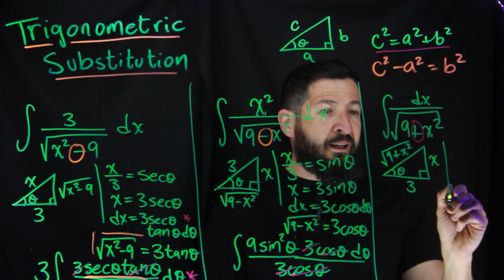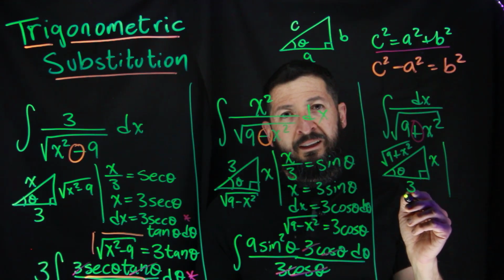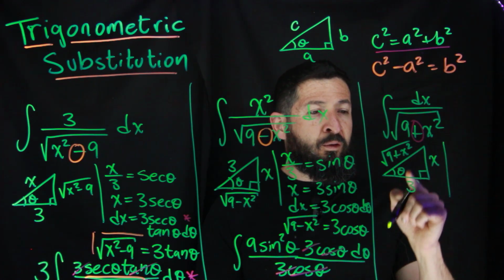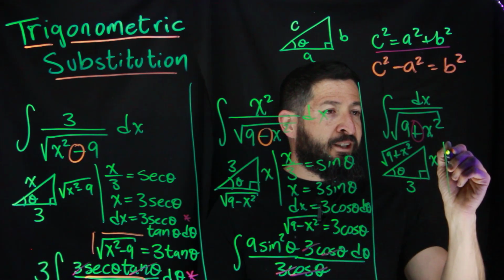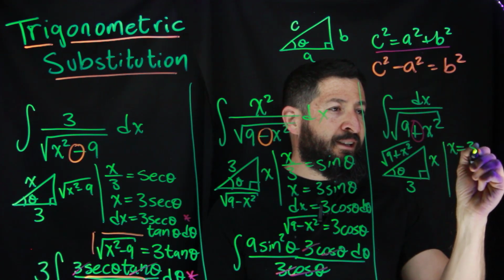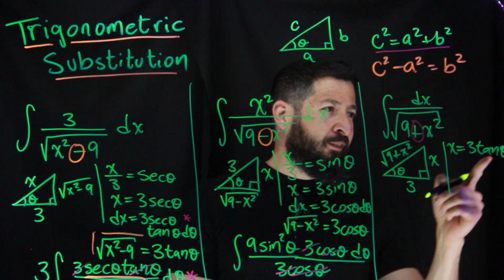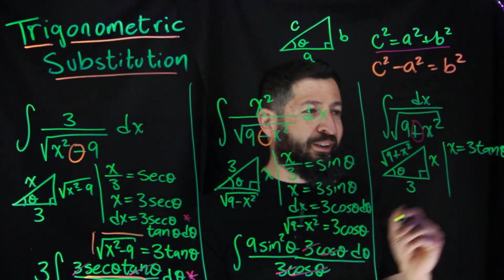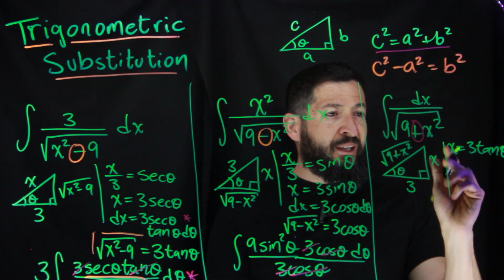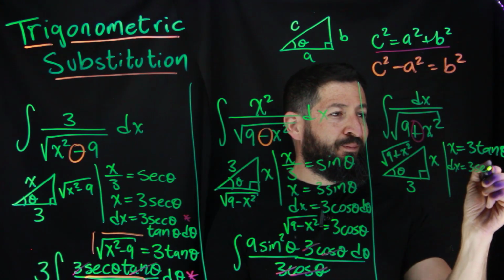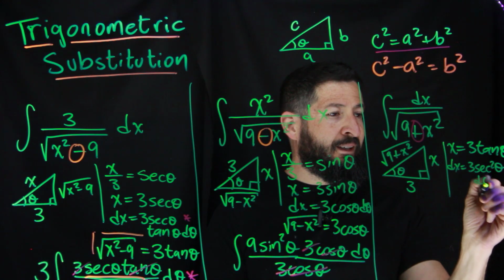So again, I want to do x divided by 3. That's the easiest one to do. That is going to give me a tangent. Opposite over adjacent is a tangent. Let me just write x equals 3 tangent by multiplying 3 on both sides. I don't know if the theta fit very tight there. dx is going to be 3 secant squared of theta d theta.